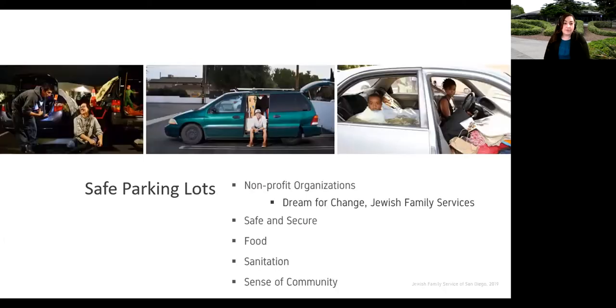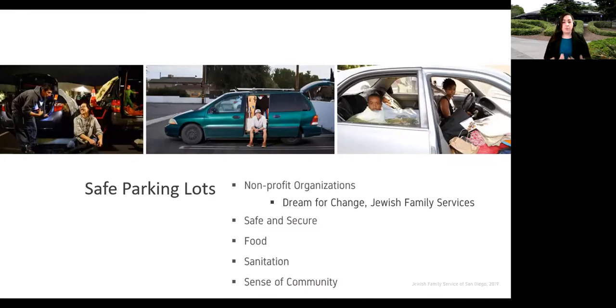And that's when we started looking at safe parking lots and at organizations here in San Diego, such as Dreams for Change and Jewish Family Services, that offer safe and secure parking spots for individuals to spend the night. And it's only during the night. They have to leave at a certain time in the morning.